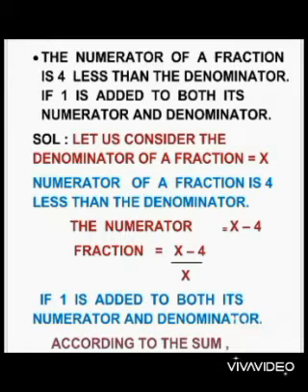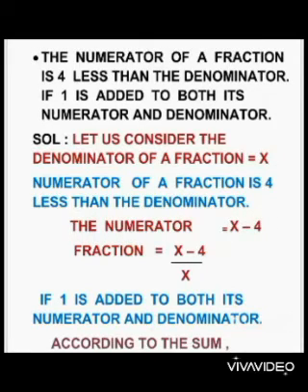Okay. So what they have given as the condition in the question: the numerator of a fraction is 4 less than the denominator. So first let us consider the denominator of the fraction is equal to x. Then the numerator of the fraction is 4 less than the denominator, which means the numerator will be x minus 4.